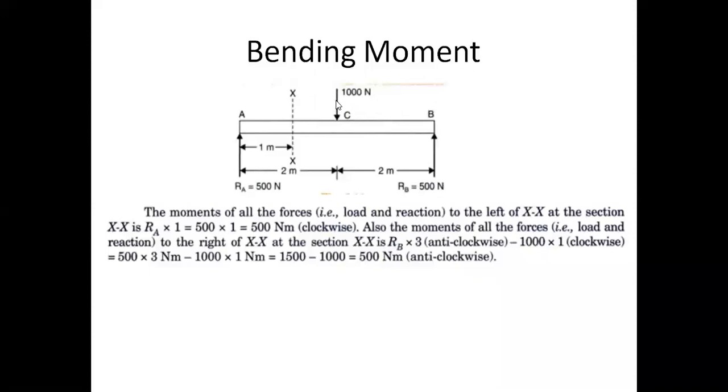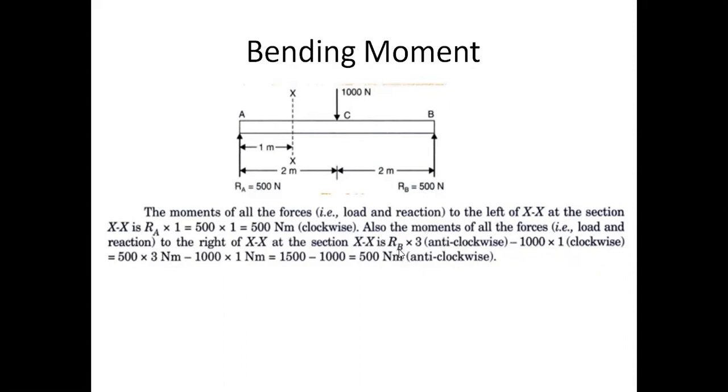For example, this 1000 newtons, how much moment will it create? 1000 into the perpendicular distance from this place to this place, which is 1. 1000 into 1. It will have which direction? Sorry, this is a clockwise direction. 1000 newtons will create a clockwise moment, and this 500 newtons, RB, will create an anti-clockwise moment about this point.